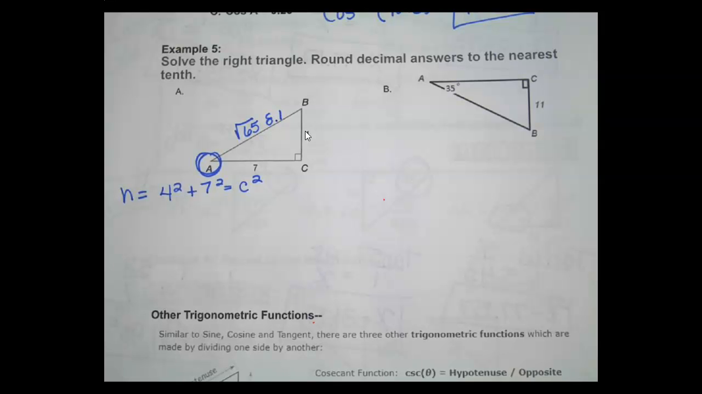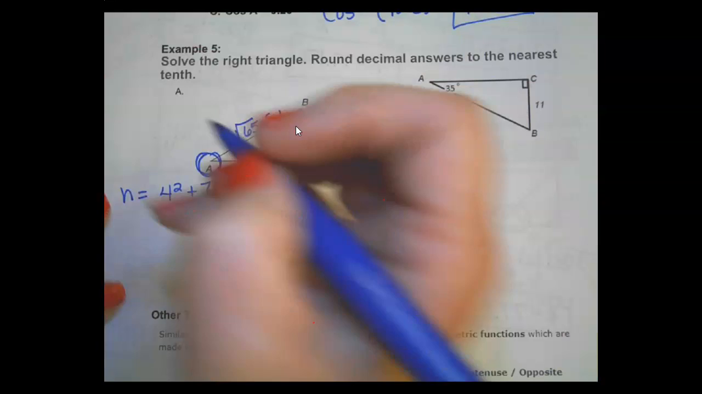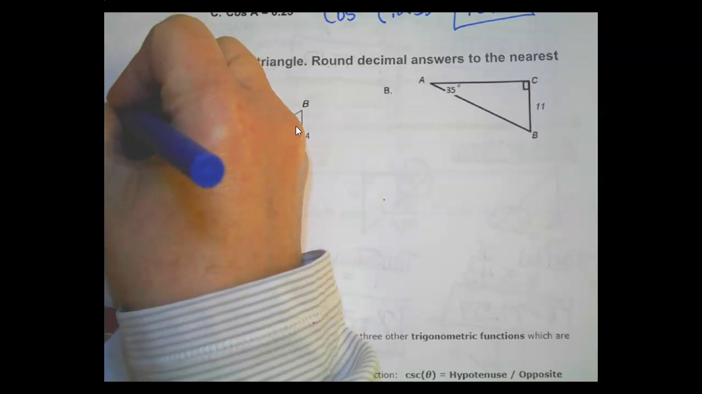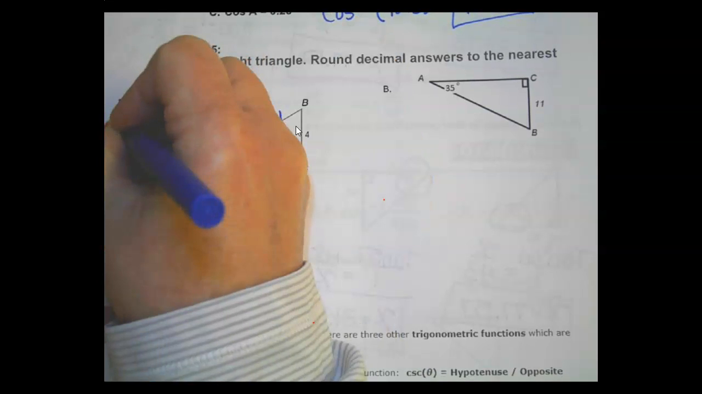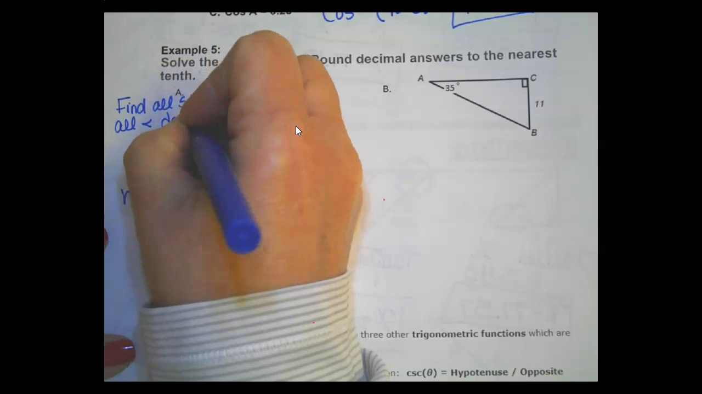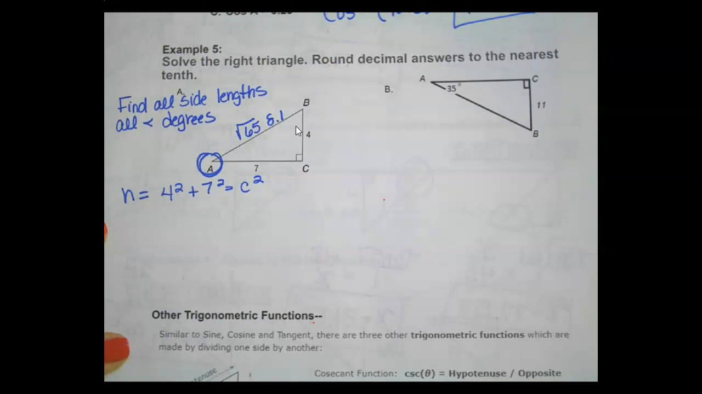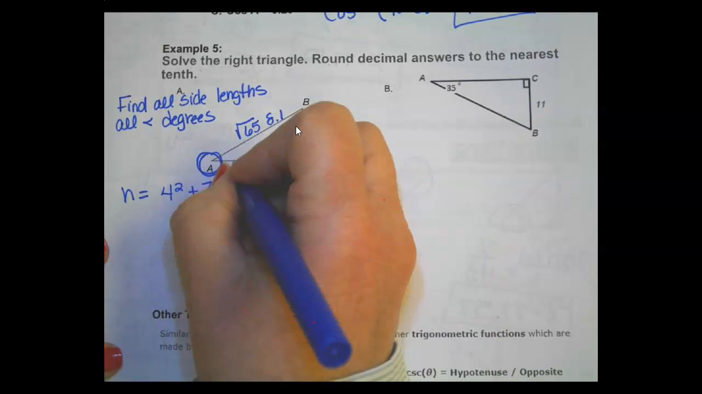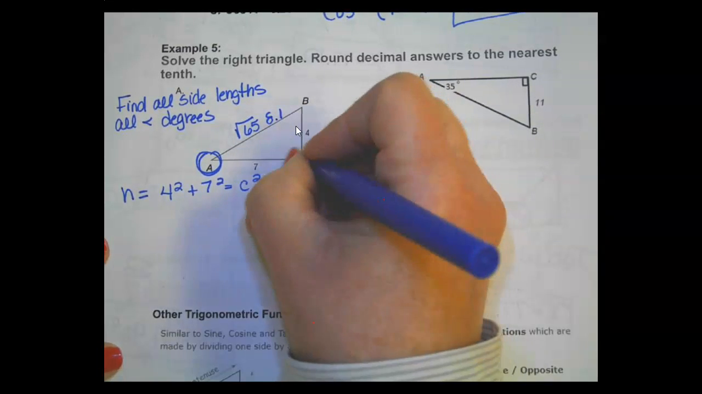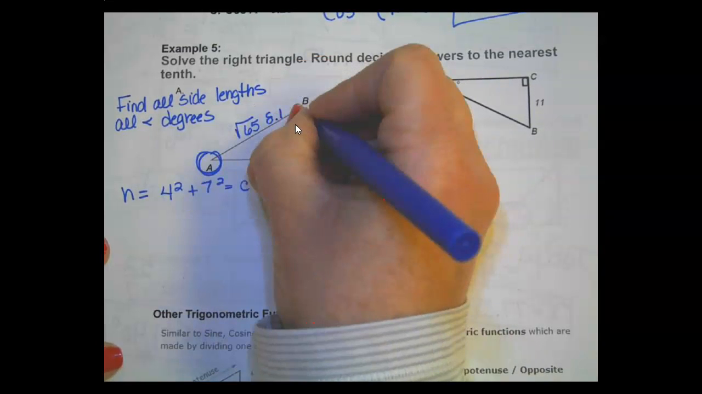Okay, so I was trying to figure out what they wanted from us. So what they want us to do is to find all side lengths and all angle degrees. Okay, so we know this side length. So let's find angle A. We know that C is 90. So we're going to find angle A and B.